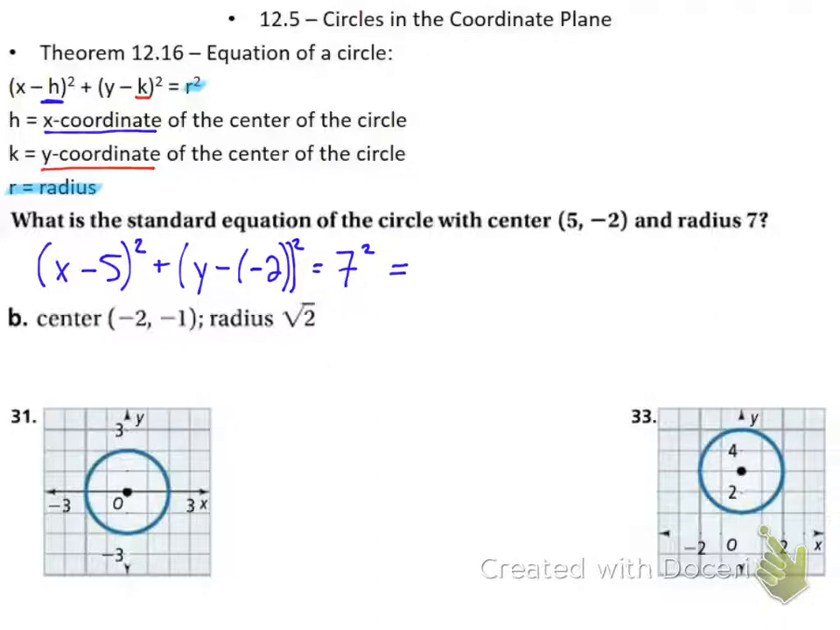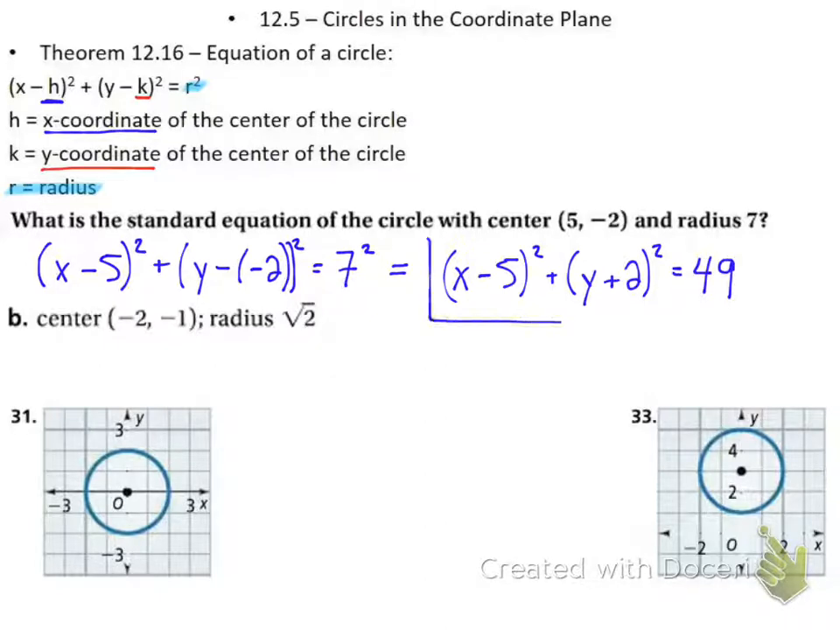So when I simplify that all down, I can go x minus 5 squared plus y plus 2 squared. It's a positive 2 because it's a minus a negative, and then 7 squared, which is 49. And that's my standard form equation if I wanted to write with a center at 5, -2, and a radius of 7. Same thing with the second one that I have here.